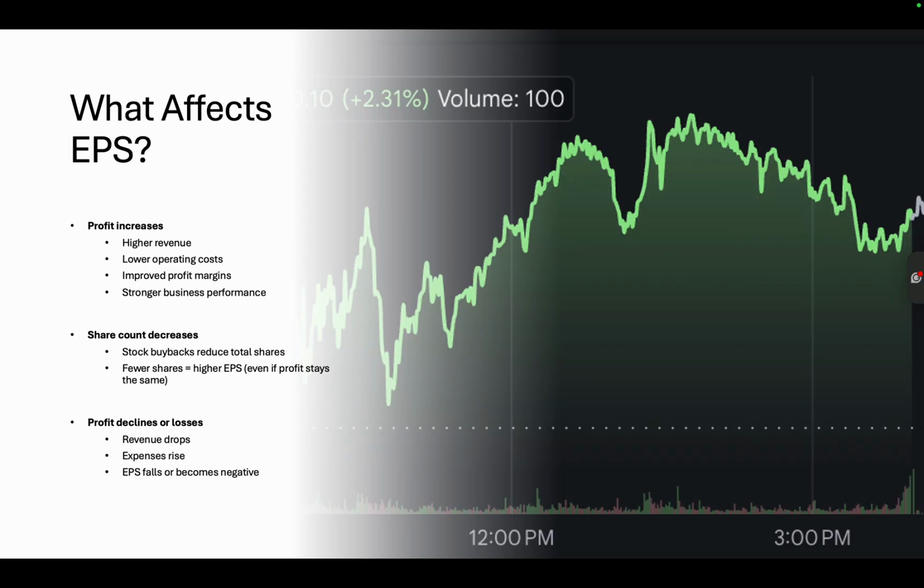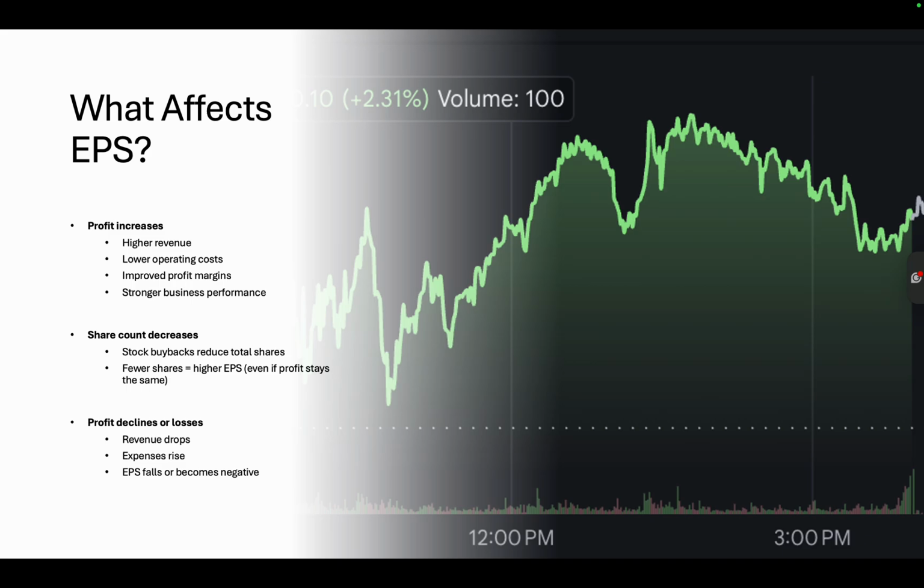So what affects the EPS? EPS doesn't just move randomly, it changes for specific reasons. If profits increase because revenue rises or expenses fall, EPS will increase. That's healthy growth. But EPS can also rise if a company buys back shares. When there are fewer shares outstanding, the same profit is divided among fewer pieces, which increases EPS.